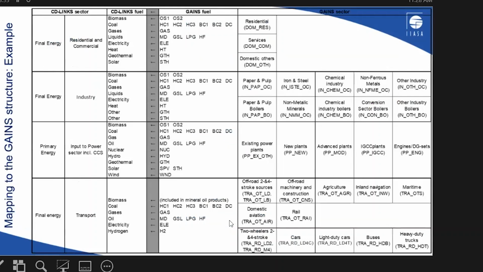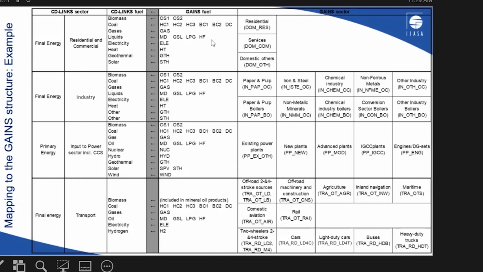So this is a slide from the CDLink project. So usually, every model has a different way of representing the activities and sectors. For example, we have final energy consumption in residential and commercial sector. Final energy is basically the electricity, and primary energy is biomass, coal, and so on. But in GAINS, as I said, for biomass, we have solid biomass and liquid biomass. For coal, we have 6 categories. Based on the coal properties, we have hard coal, we have lignite, and we have the derived coal.